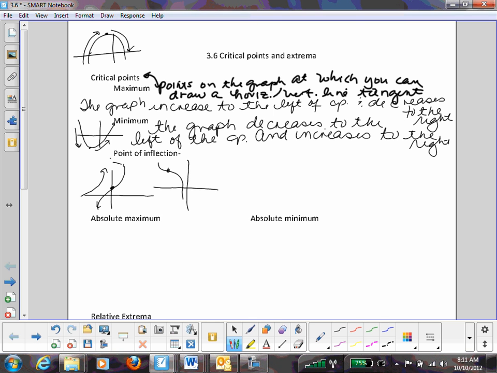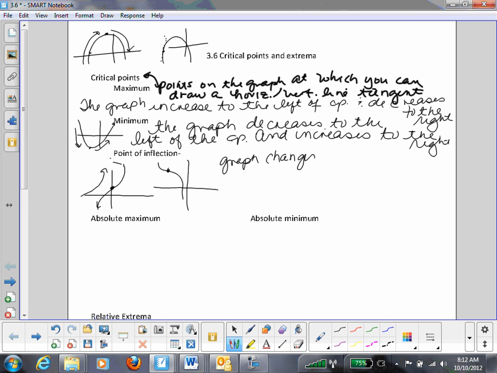Something like this. That's not a critical point, okay? Because I can't draw a horizontal or a vertical line. I can draw a slanted line. It's going to be tangent, but it won't be horizontal or vertical. It's going to touch it. So on this one, at this point, I could draw kind of a tangent line, but it's not horizontal or vertical, and that's what defines it, that the line that we draw is either horizontal or vertical. Okay?